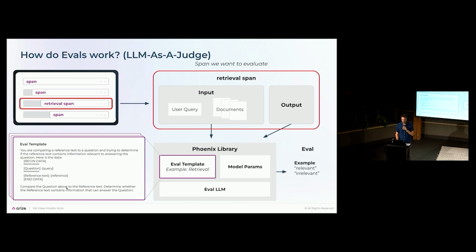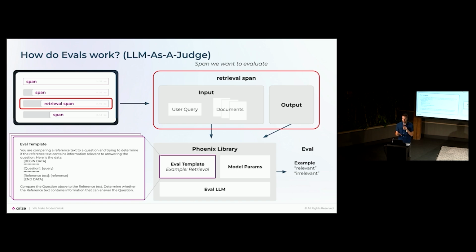I like to pull this one up because it gives you more of a realistic template of what this would actually look like. In this case, this one's checking whether or not the reference text that was pulled is relevant. So it's looking at the query and the reference text, and it's saying determine whether the reference text contains information that can answer the question. Same idea, you're pulling those sorts of information, sending them over to a separate LLM, and then having that separate LLM actually make the call for you.